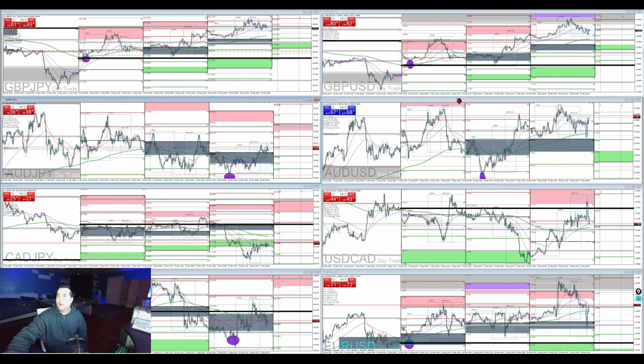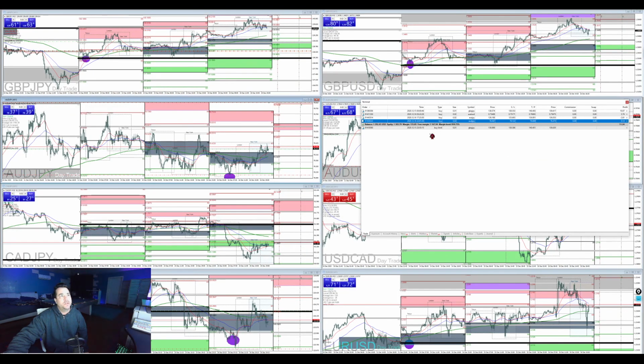This is where we're at right now on everything. So we still have that pound yen pending order way down here.